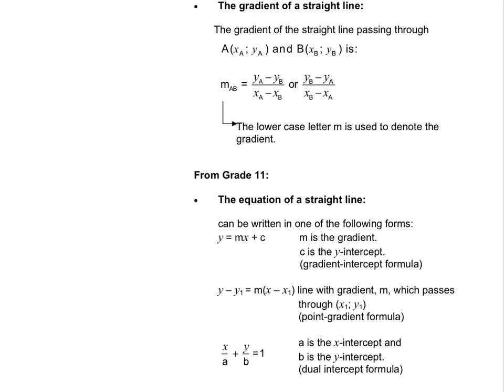the y-intercept. We can also use this formula to determine the equation of a straight line, once again m being the gradient, which passes through the coordinate x1 and y1. We can also use this formula, x divided by a plus y divided by b equal to 1, where a is the x-intercept and b is the y-intercept.